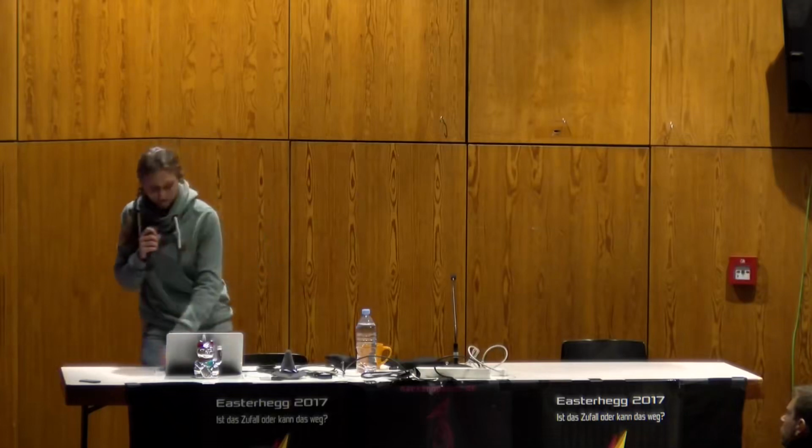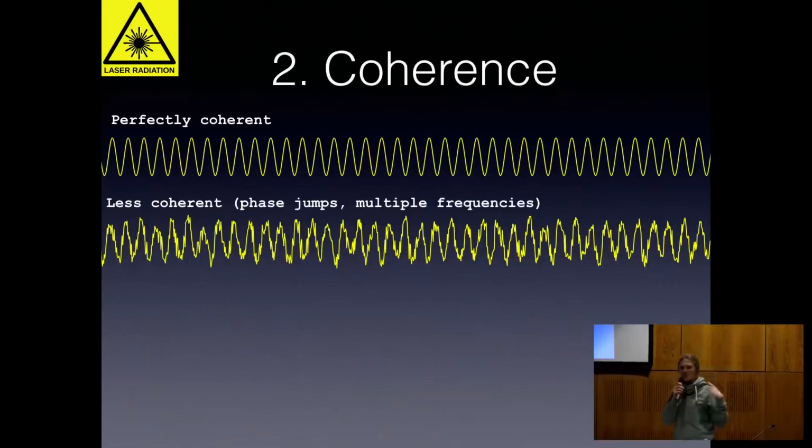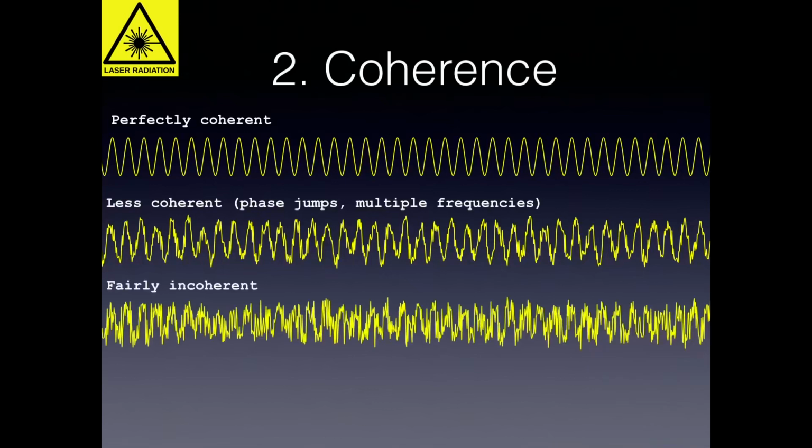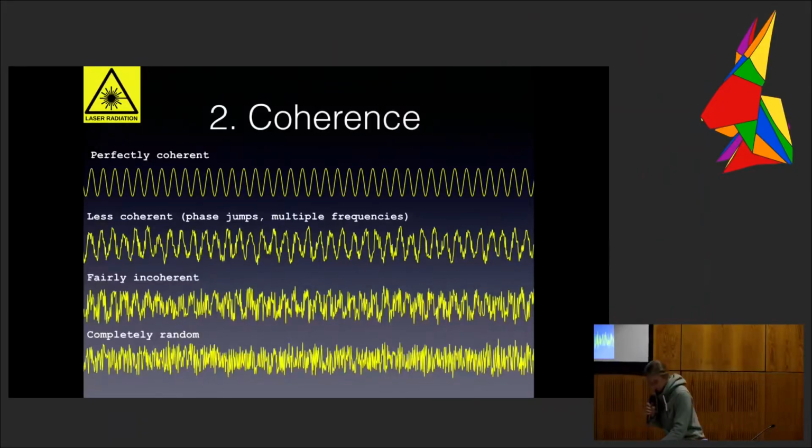There's everything in between. If you have a less coherent wave, say your wave starts and has phase jumps, and you have multiple frequencies that come at random times, this is what it would look like. This would be the electric field of the light that comes out of some fairly incoherent laser. That's more incoherence, and then that's completely random. Those are all the shades of yellow that you can have between perfectly coherent and perfectly incoherent.